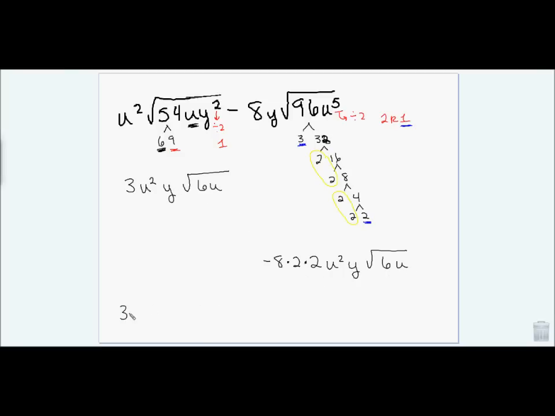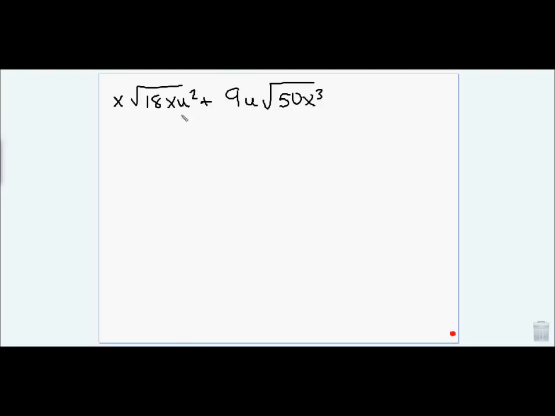So putting this together, I have 3u squared y times the square root of 6u minus 8 times 2 times 2. So 32u squared y times the square root of 6u. So it gives me negative 29u squared y times the square root of 6u. Okay.